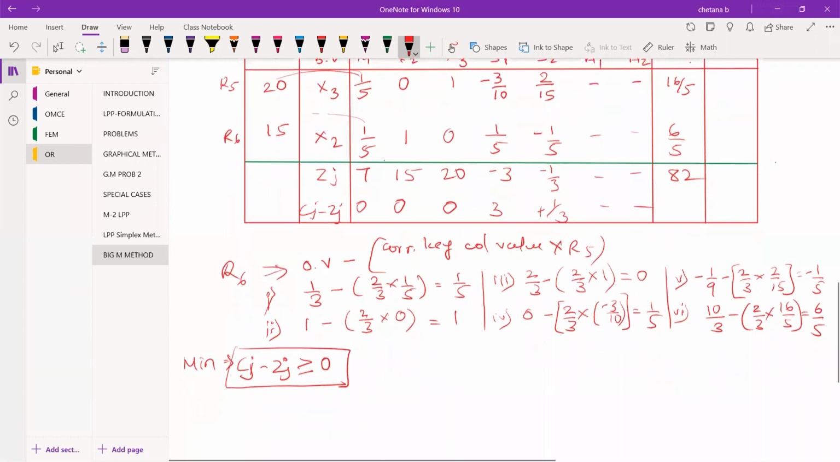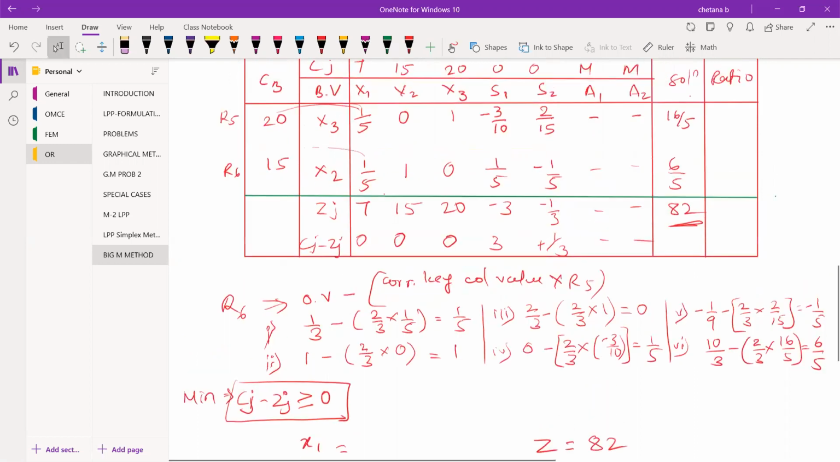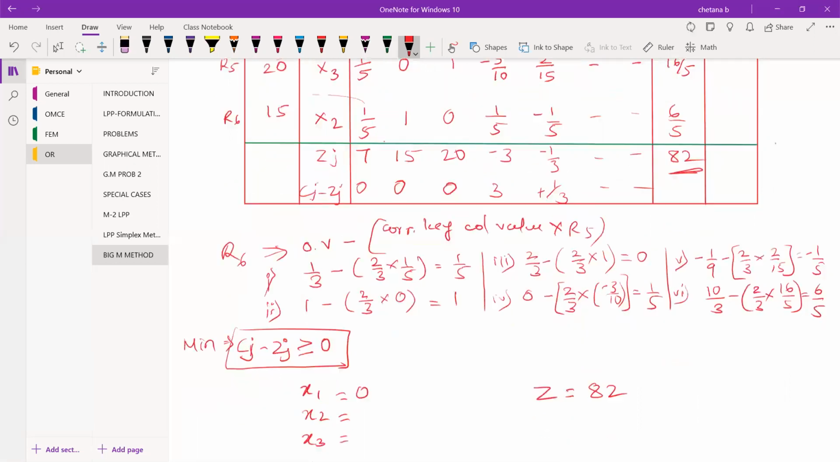So how to write the conclusion here? We need to have x1, x2 and x3 because we have 3 decision variables and 1 objective, that is 82. We are getting only x2 and x3 here, so there is no question of x1. So x1 will be 0. Solution we need to write: x1 is 0, x2 is 6 by 5, and x3 is 16 by 5.